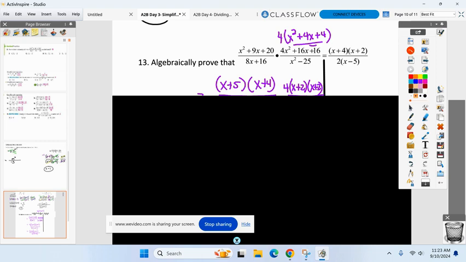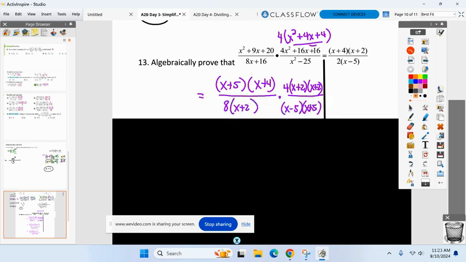And then the bottom is a difference of two perfect squares. So everything factored looks like this, okay, before I start crossing stuff out. And now when you cross out, take a peek, x plus 5s are gone. What else do I have? x plus 2s are gone. All right, I think I've crossed out enough.